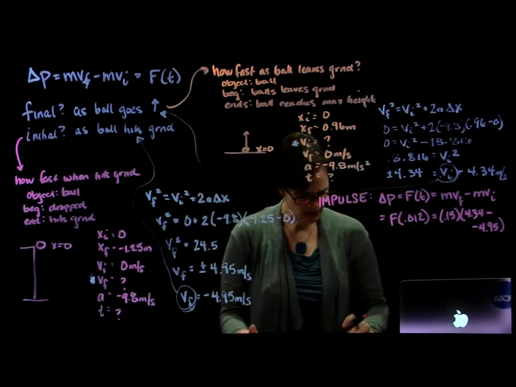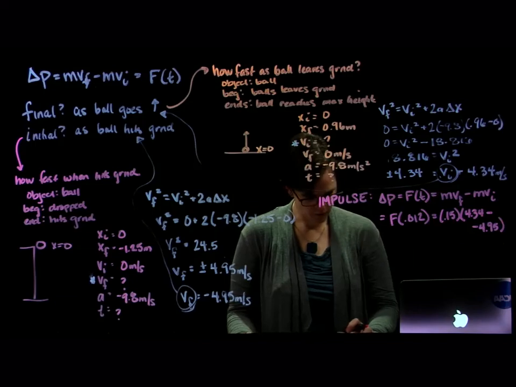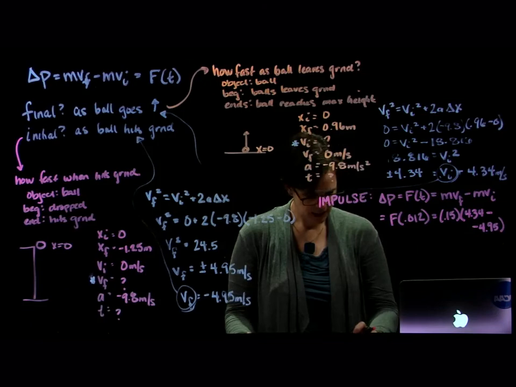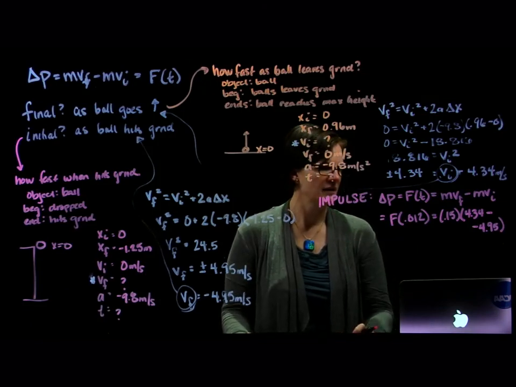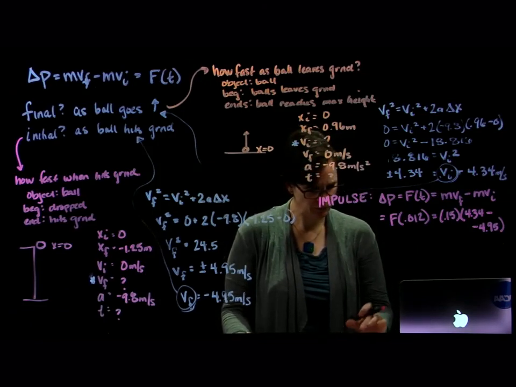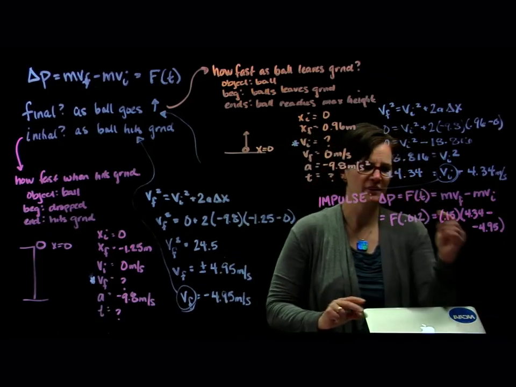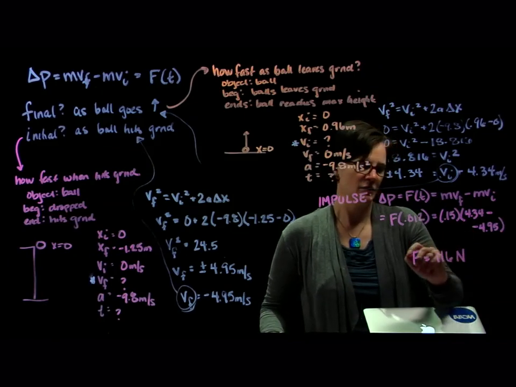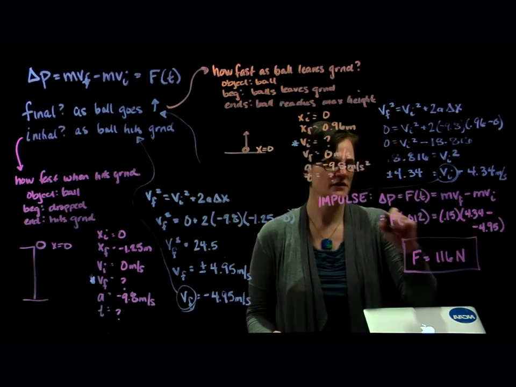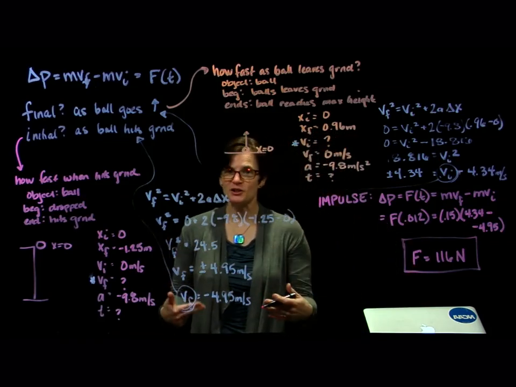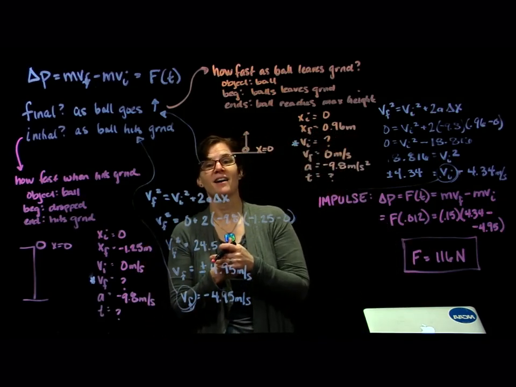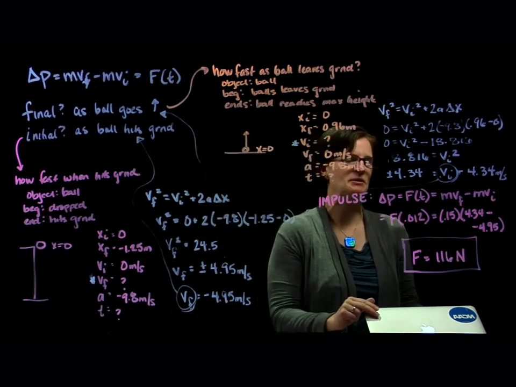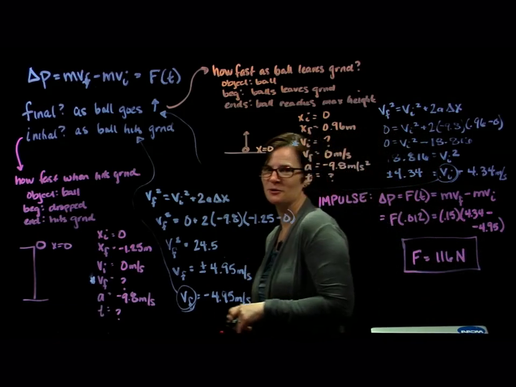So we have 4.34 minus a negative 4.95 times 0.15, and we divide that by 0.012, and we end up with a force that equals 116 newtons. So this is the force that the floor exerts on the ball during that contact, causing that impulse. All right, the second part of the question asks, what force does the ball exert on the floor?